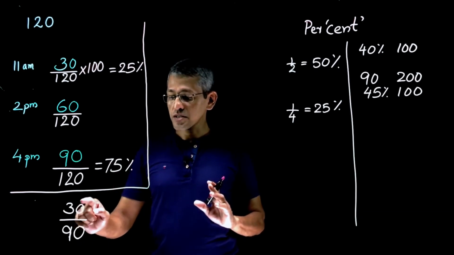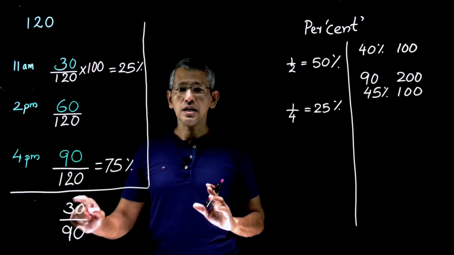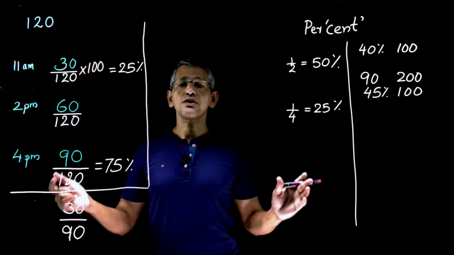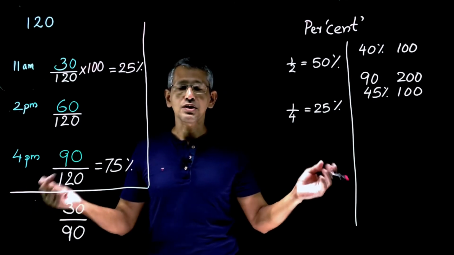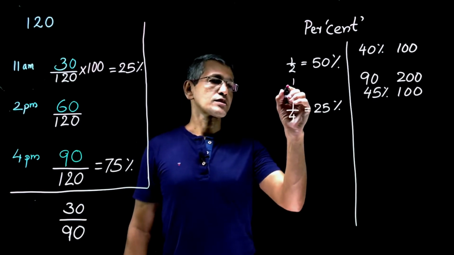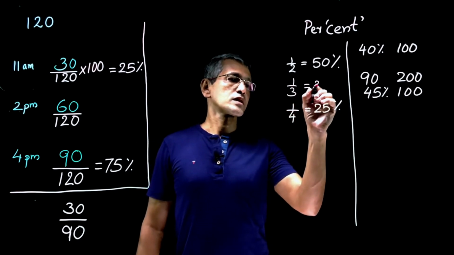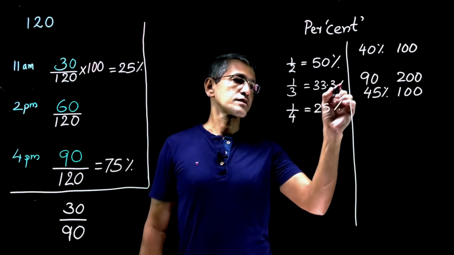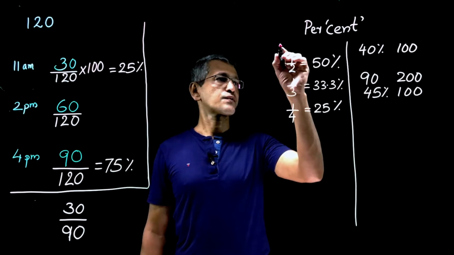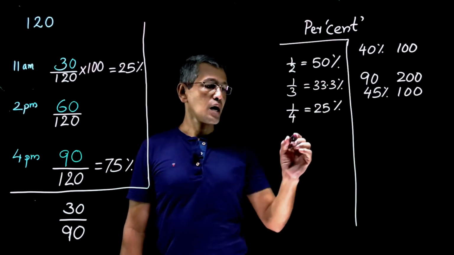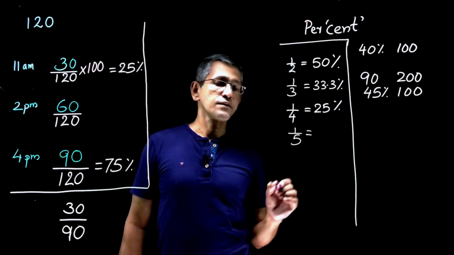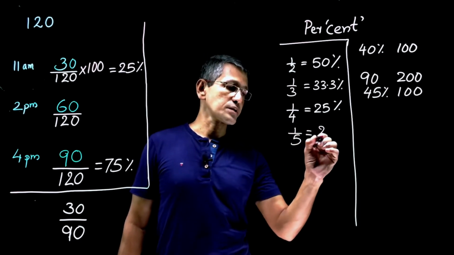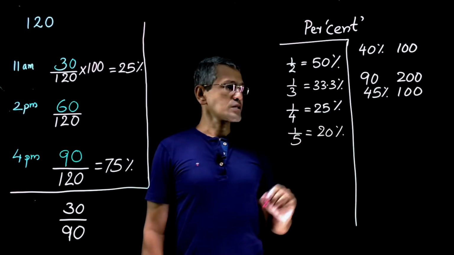However, we know that 30 by 90 is 3 by 9. 3 by 9 is 1 by 3. So it's 1 by 3 of 100. 1 by 3 of 100 is what? 1 by 3 means 33.3%. So remember this: 1 by 3, 33.3%. 1 by 2, 50%. And if you see a fraction 1 by 5, that means what? 20%. Let's take an example.